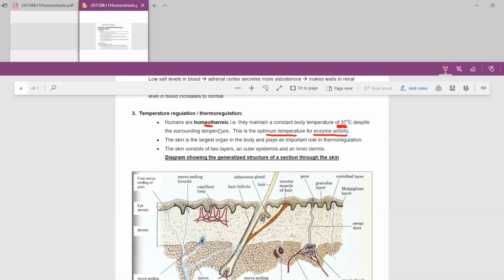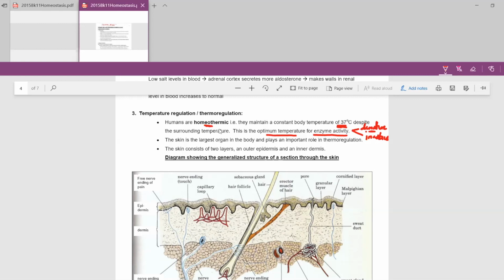Anything above, your enzymes will denature, and anything below, your enzymes will be inactive. That's grade 10 work. So at 39 degrees, your enzymes start to denature. That's when you have a very serious fever and you become delirious and you feel lethargic, malaise, you can't do anything. And then when the fever is gone, your enzymes form again and you function properly.